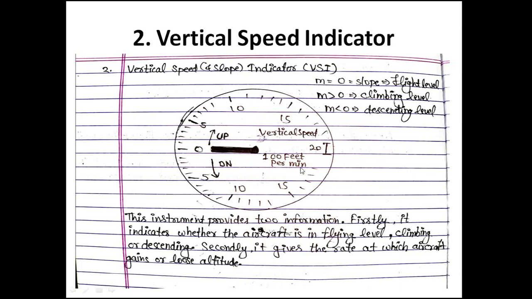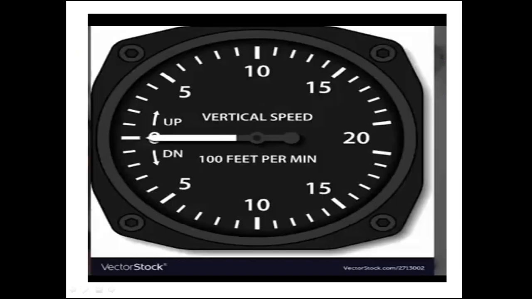If m is greater than 0, it means up, so your aircraft is climbing up. Suppose the meter indicates 5, then it means your aircraft is climbing at the rate of 500 feet per minute. Now m less than 0 indicates descending. If this meter indicates downside, it means your aircraft is descending, meaning losing height. This is the actual or color image of the vertical speed indicator.